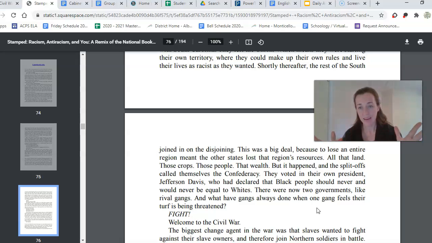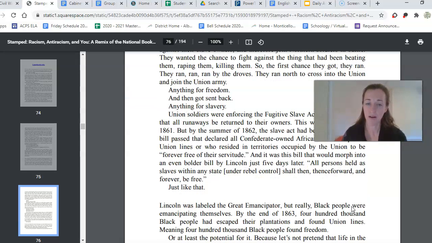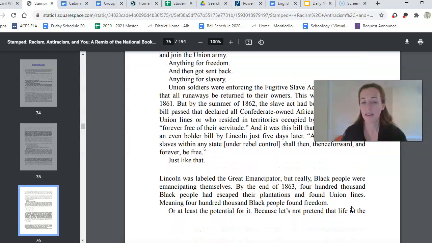So that is a nice introduction into where we are. Reynolds goes on to write about really the way that the slaves were part of the war and wanted and sought and actively fought for their own freedom. I think this line is particularly worth reading out loud. Lincoln was labeled the great emancipator. He was going to free the slaves, but really, black people were emancipating themselves. By the end of 1863, 400,000 black people had escaped their plantations and found Union lines, meaning 400,000 black people had found freedom.